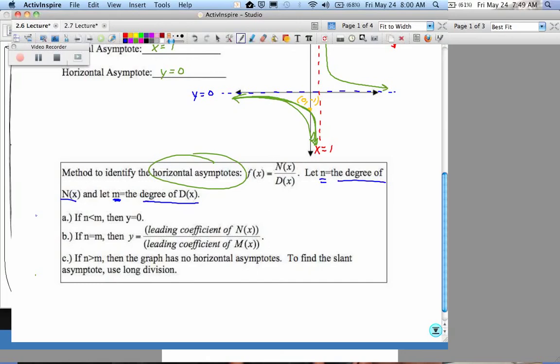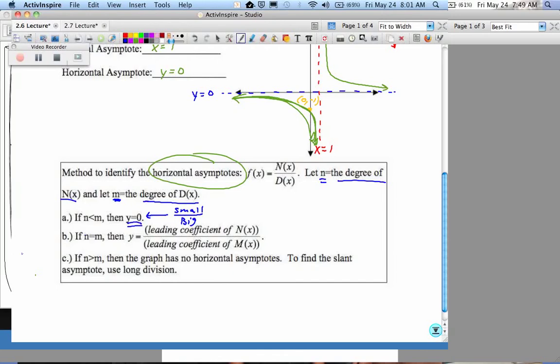Degree of a polynomial is the largest exponent within a polynomial. So we should have it written in that descending order. So always look for the largest one. And you may hear me refer to it as small over big. If the degree on top is small, the degree on the bottom is big, this thing is going to 0.